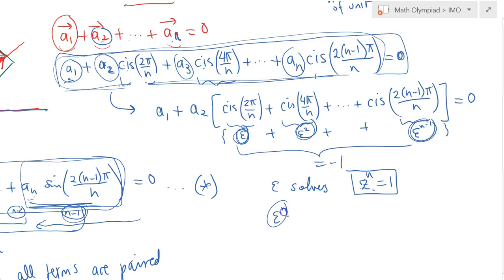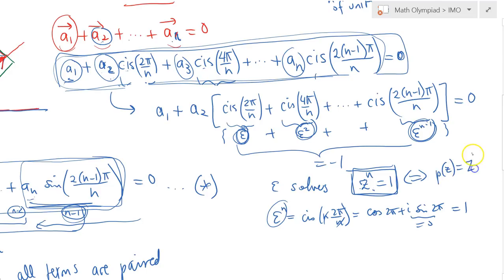The last root is this one, which turns out to be just cis of n times 2 pi over n, and so this can cancel. So cis 2 pi, which is cosine 2 pi plus i sine 2 pi, is just equal to 1. So we are adding all the roots of this equation, or let's rewrite it like this: we are just adding the roots of this polynomial, P of z equals z to the power n minus 1. We are adding all the roots except 1.